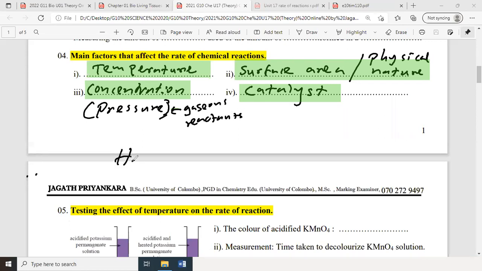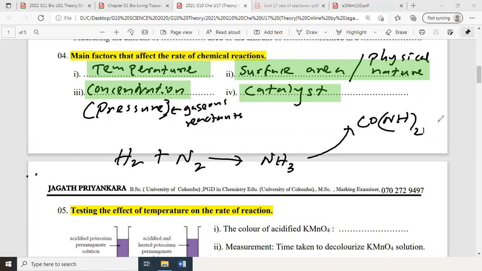Because, example, hydrogen and nitrogen gas are used to make ammonia. Ammonia is used to make urea, a fertilizer. Urea is CO(NH2)2, so this is the ammonia industry. What are these gases? Hydrogen is a gas, nitrogen is a gas, ammonia is a gas. All three are gases. Products are gases, reactants are gases.